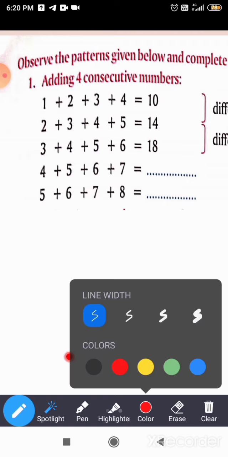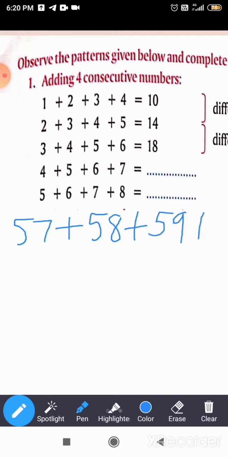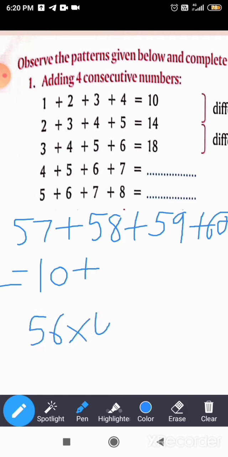For example, if we are adding 57 plus 58 plus 59 plus 60. If I'm adding these numbers, how am I going to find out the answer? 10 plus 57 minus 1. The number is 56. 56 into 4.